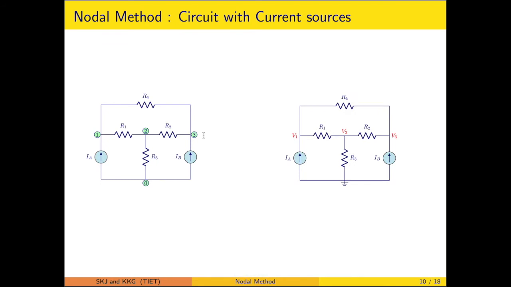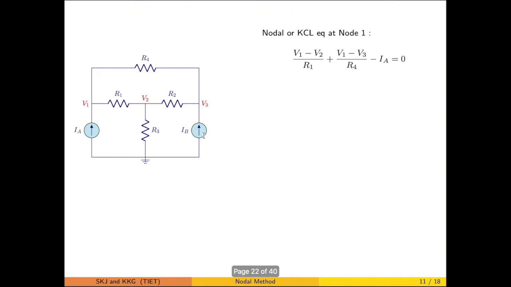So the situation will look like this. Now for this we have to write the nodal equations. So nodal equations are to be written for node 1 with a variable V1, node 2, node 3 likewise. So we will be developing the equations one by one likewise.